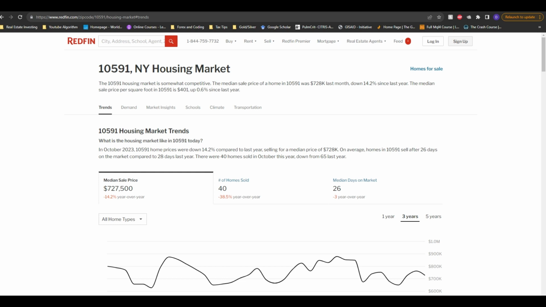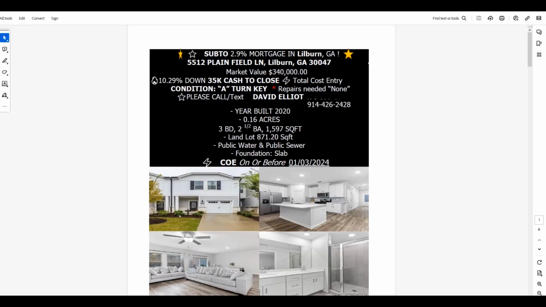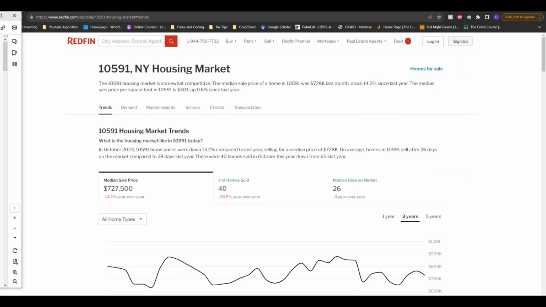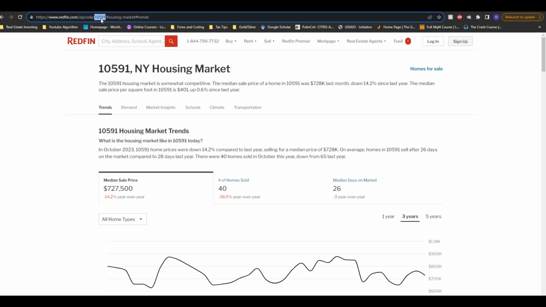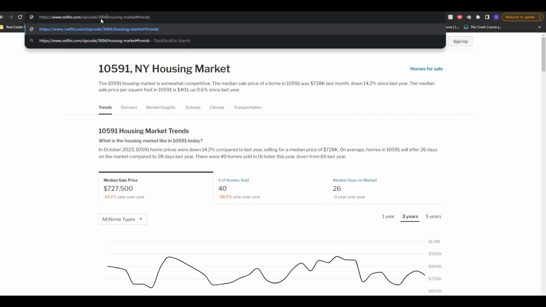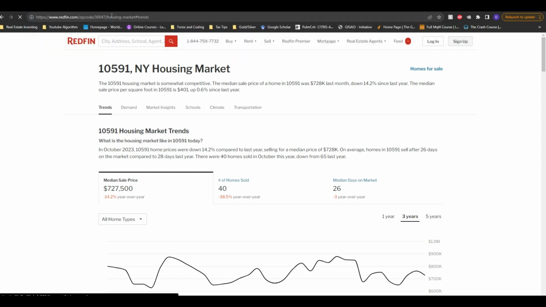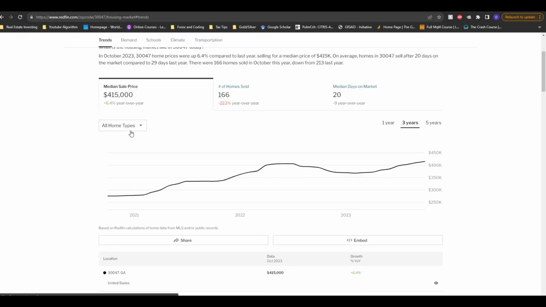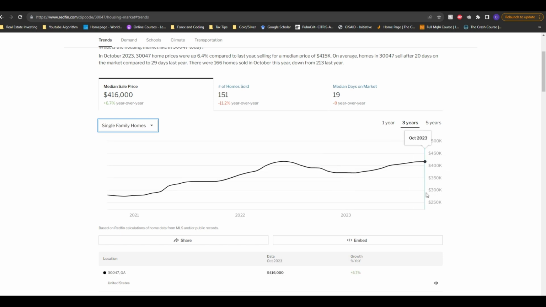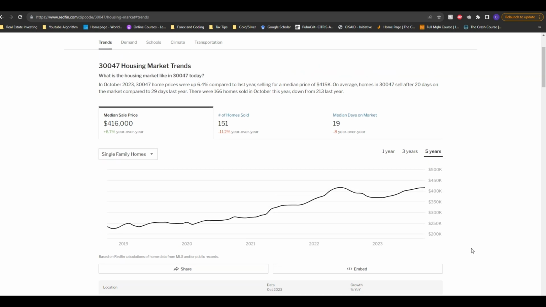So I have the zip code. And the zip code for this property is going to be 30047. We'll put that in right in the URL address for Redfin. And we're going to take a look at how the market trend is in that area. And let's look at the 5-year mark.